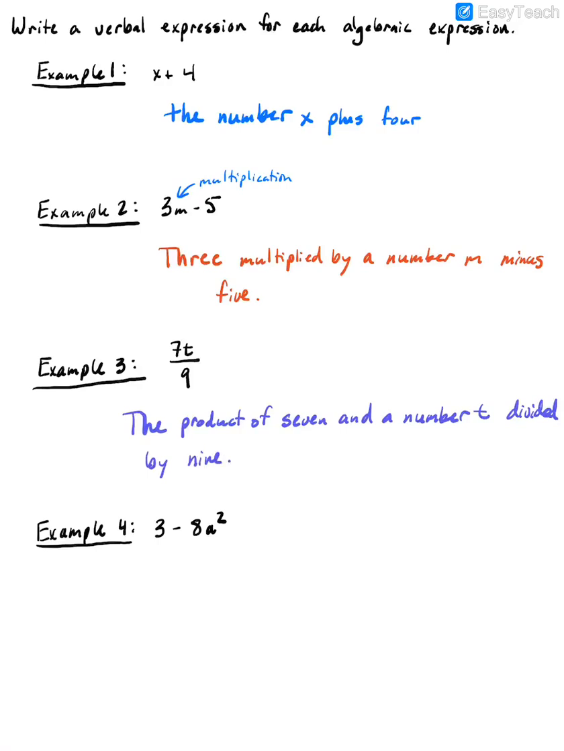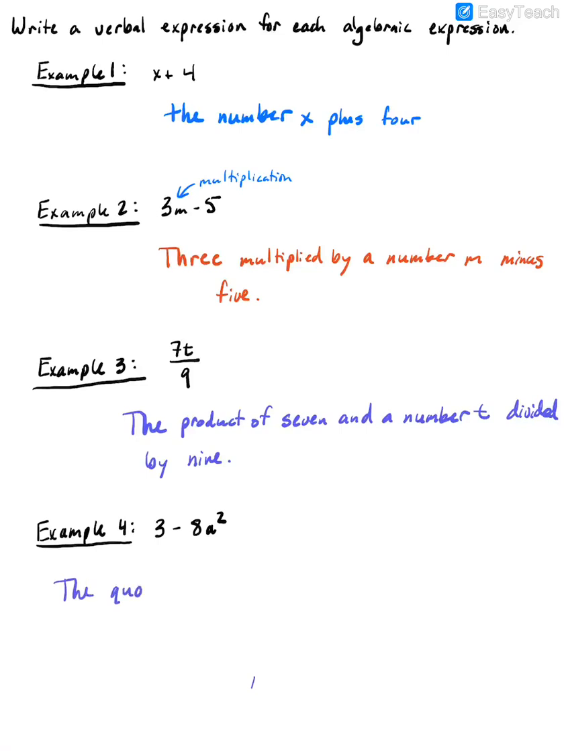Okay, and that would be a great sentence. There's different ways of writing this one too. You could say the quantity of 7 times a number t divided by 9. That division sign kind of stunts the creativity on this one, but that's okay. Sometimes that just happens.